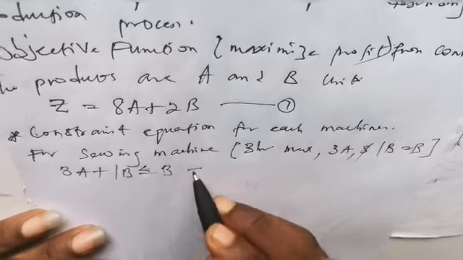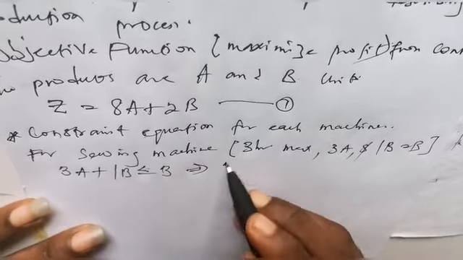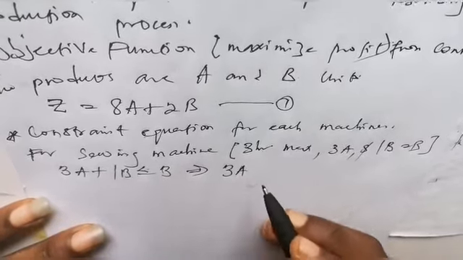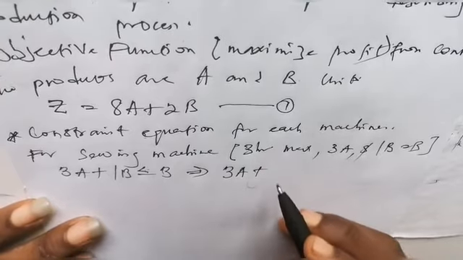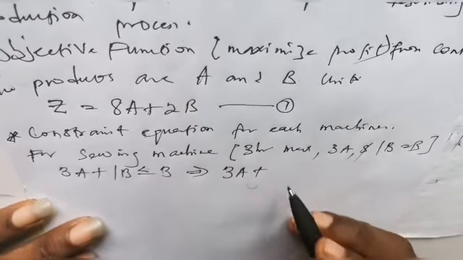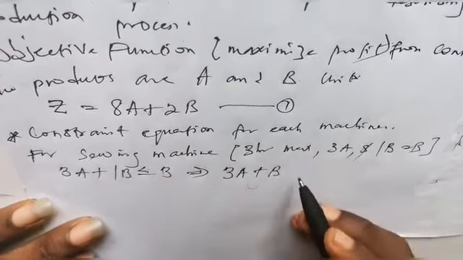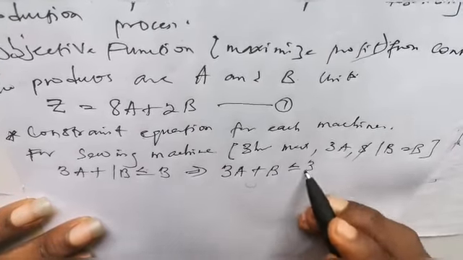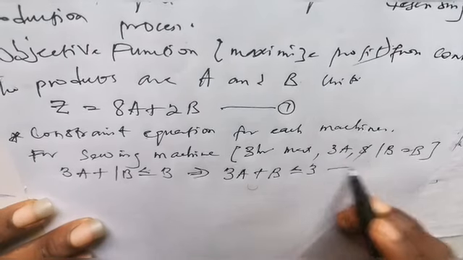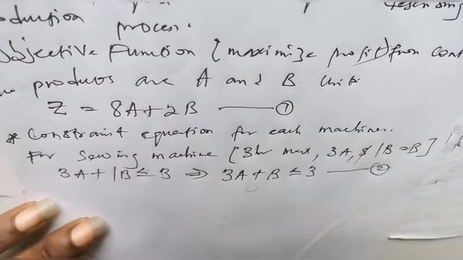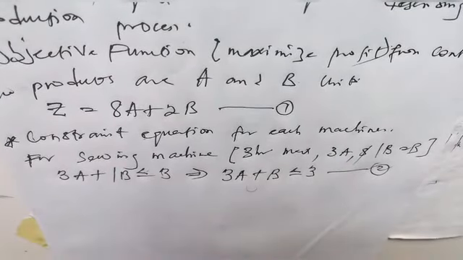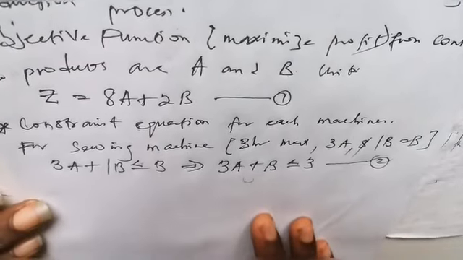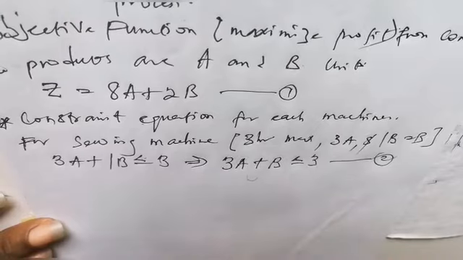So you can simply rewrite this equation as saying 3 hours working unit for cloth A plus 1 hour for cloth B. Now 1 times B will remain B, must not be greater than, so it's either less than or equal to 3 hours. So you can call this equation 2. That's the second inequality or the second equation. That's for the sewing machine.